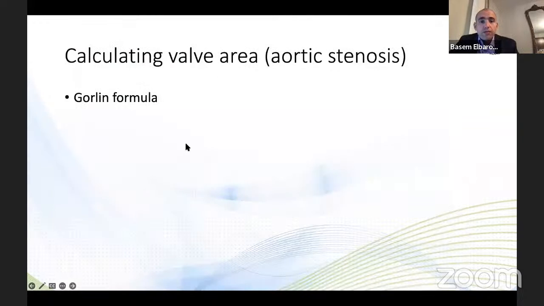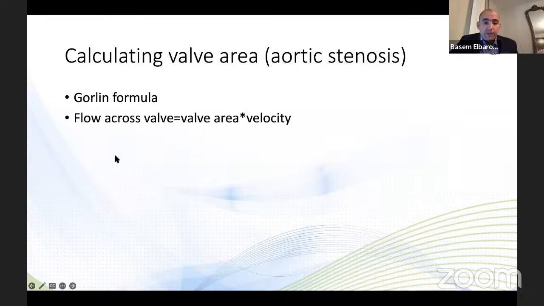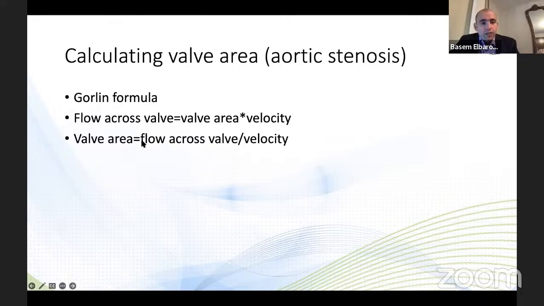Okay. So I can tell you what the aortic gradient is, but can we calculate what the aortic area is? So there is a formula called the Gorlin formula. If we think about it, the flow across the valve, how much blood is going across the valve, is equal to the valve area, how big the valve is, and the velocity of the blood going through. Velocity multiplied by area will give you how much blood is going across the valve. Okay. So cross-multiplying, the valve area equals the flow across the valve divided by velocity.